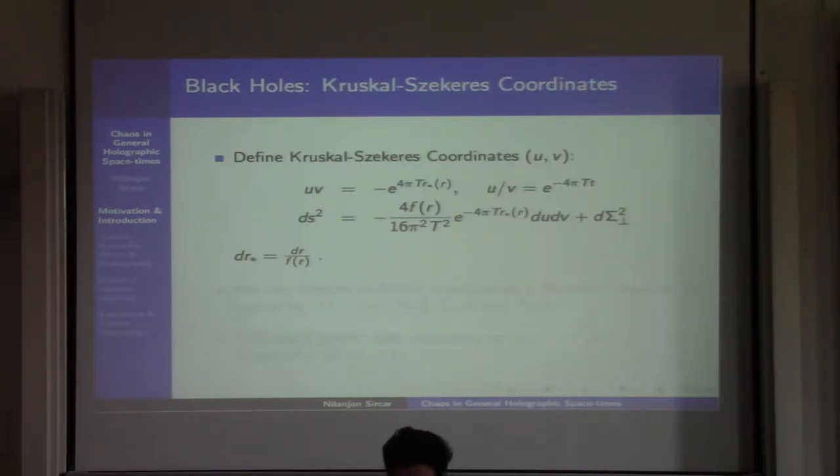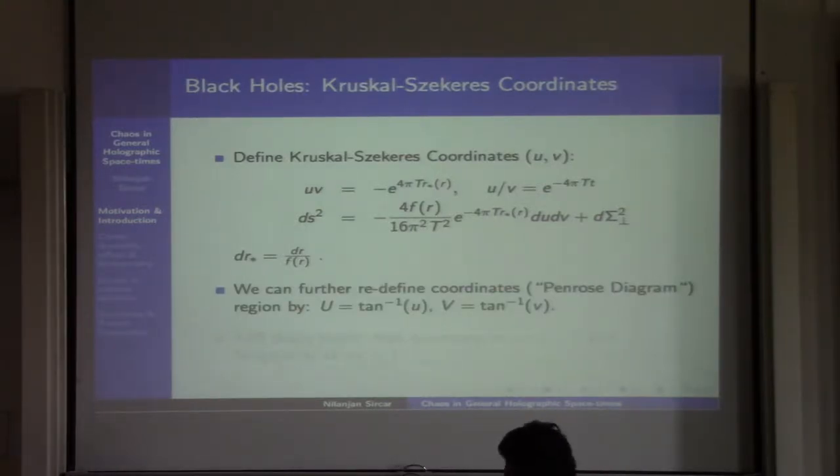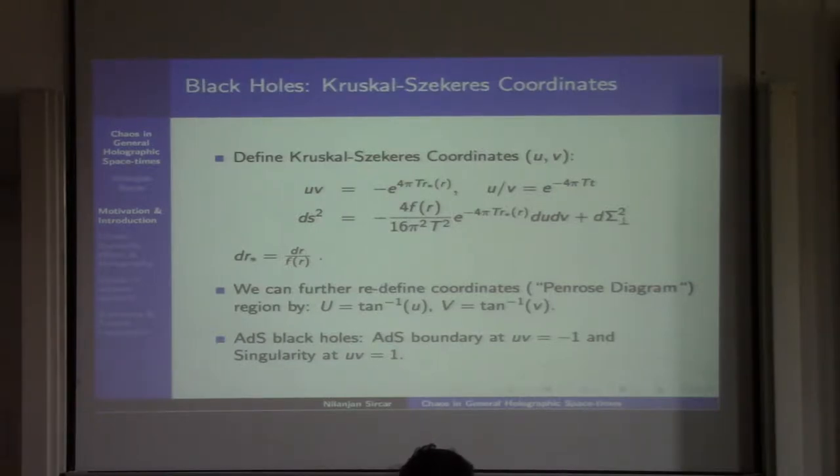So this is just a recap: you know that in a black hole you can go to this Kruskal-Szekeres coordinate, and you can extend this black hole geometry to an extended space, and we will be using this extension of black hole geometry to calculate our quantities. And in this coordinate, the AdS boundary is generally given by uv equal to minus 1 and the singularity at uv equal to 1. But now you don't have to stop at some point, you can have this more extended, which I will show.